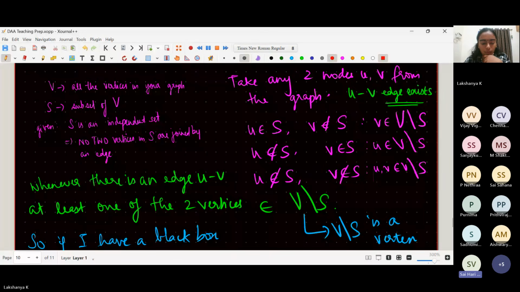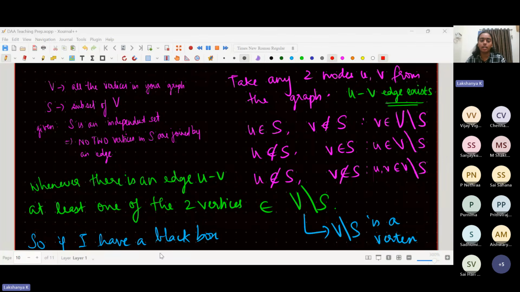Yeah, that part I got. So essentially for every edge, at least one endpoint is going to be in V minus S. And that is the whole definition of vertex cover, a set where for every edge, at least one endpoint should be in this set. Oh, okay, like that. So V minus S is a vertex cover if S is an independent set. Is that part clear? Yep.